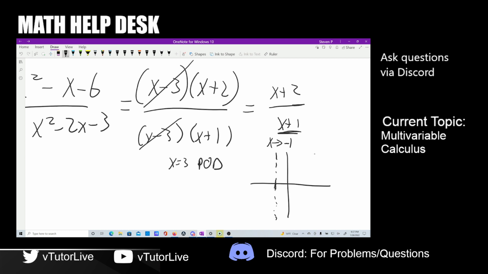As for horizontal asymptotes, it looks like as x approaches infinity, the limit is just 1. So I'm going to draw that out to indicate that this height is positive 1. And when x approaches negative infinity, same deal, it still approaches positive 1. So I believe the horizontal asymptote is just going to be 1, and the vertical asymptote is going to be -1.